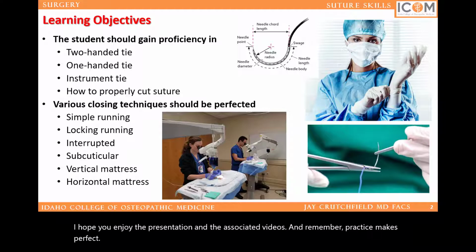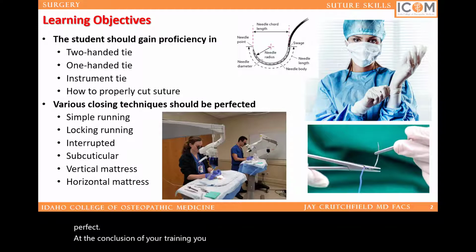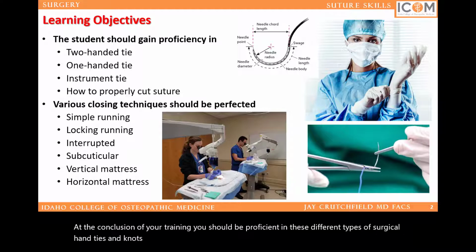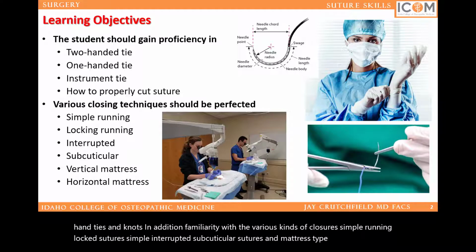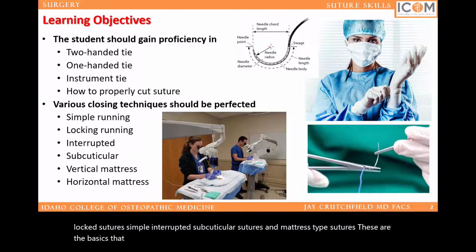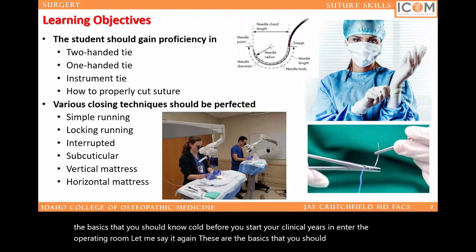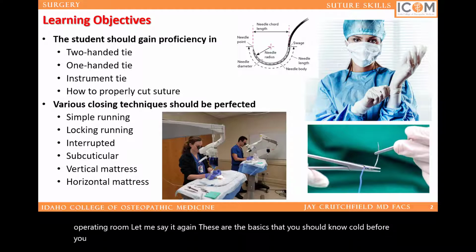At the conclusion of your training, you should be proficient in these different types of surgical hand ties and knots. In addition, familiarity with the various kinds of closures: simple running, locked sutures, simple interrupted, subcuticular sutures, and mattress type sutures. These are the basics that you should know cold before you start your clinical years and enter the operating room. Let me say it again. These are the basics that you should know cold before you walk into an operating room and begin any of your clinical rotations.